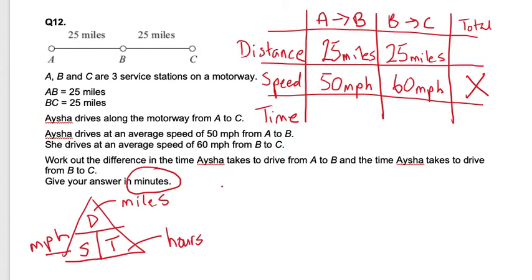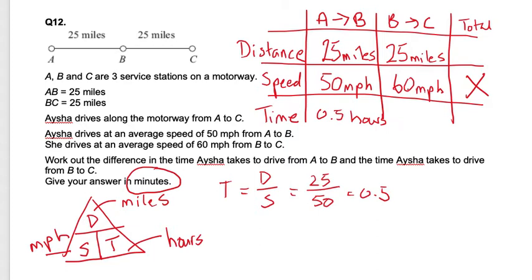So time equals distance divided by speed. Distance divided by speed. And that's what we've got. We've got a distance here divided by speed. Distance is 25. Speed is 50, which gives us an answer of 0.5, which I can put in this table, and this is in hours. It's not in minutes, it's in hours.